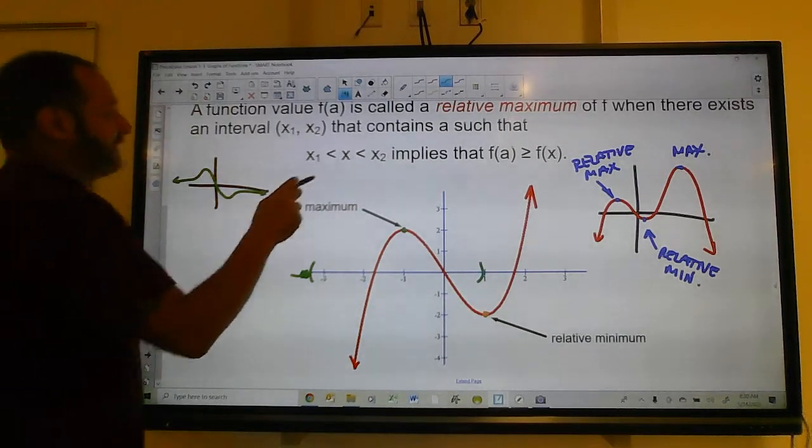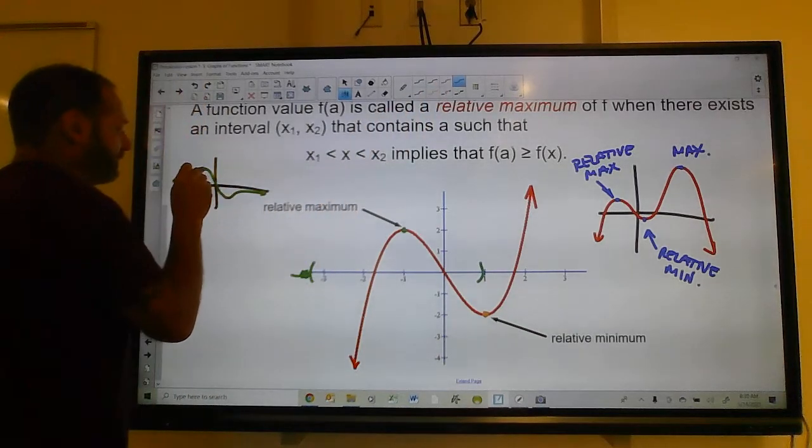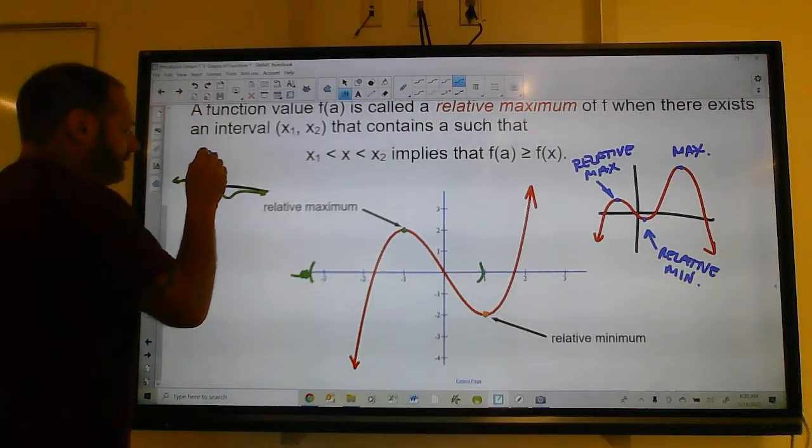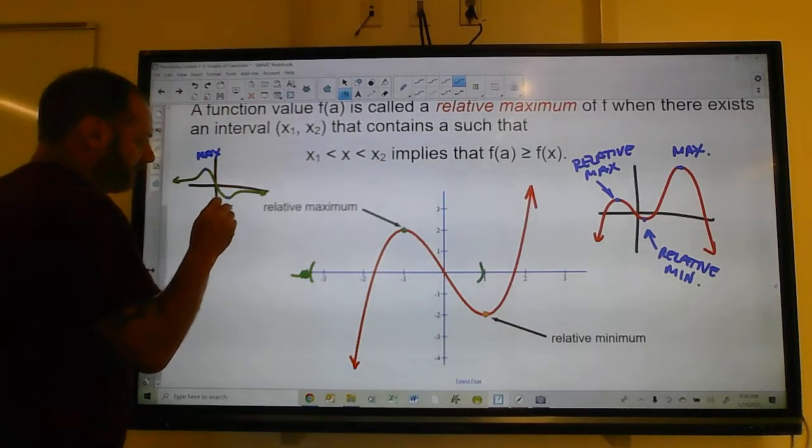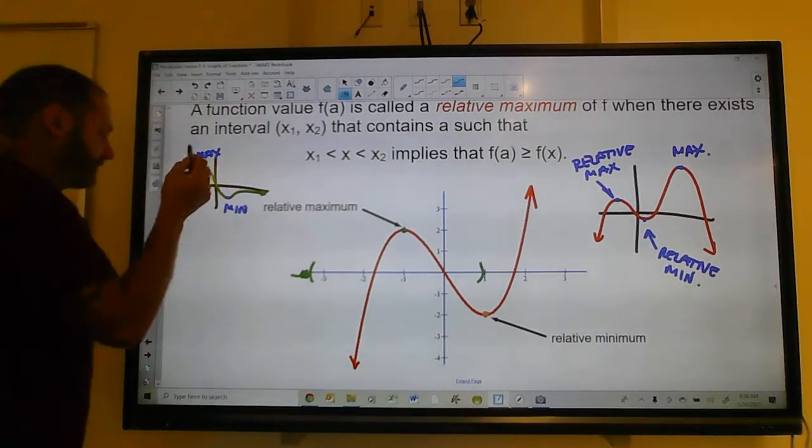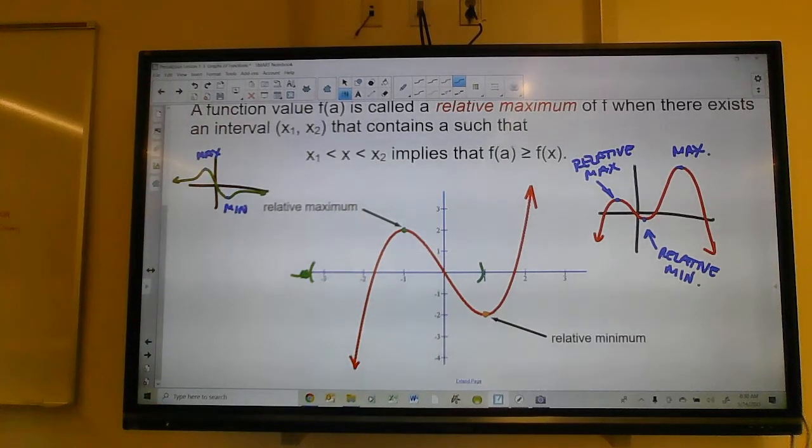Okay, so this has a maximum right here. This has a minimum right here. And then they approach 0 on either end, so okay.